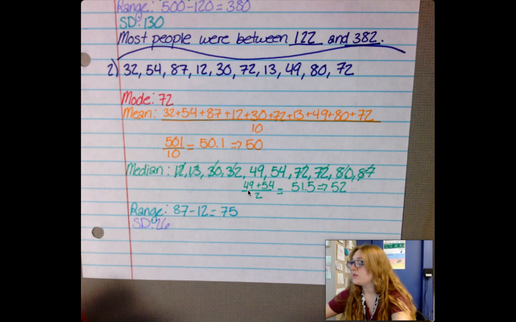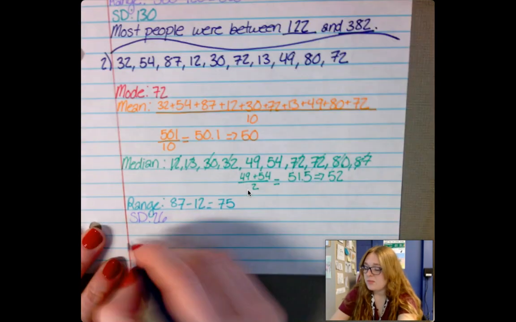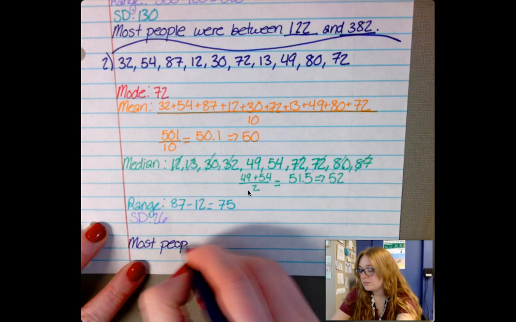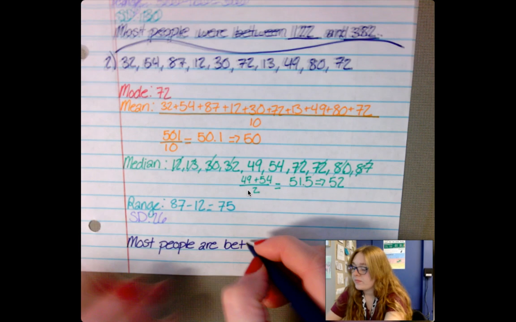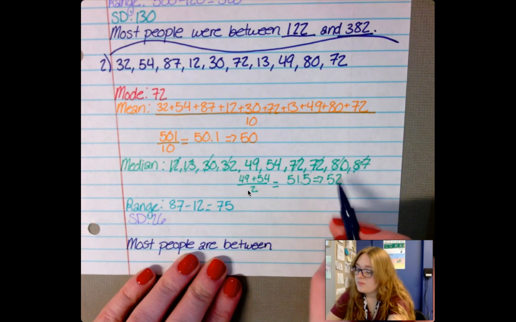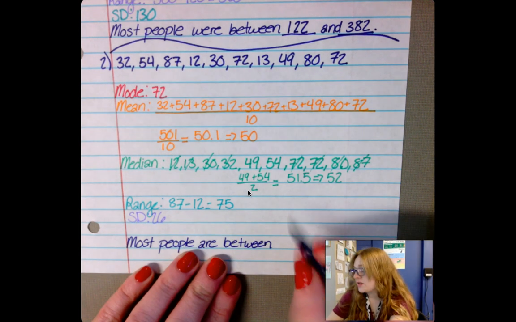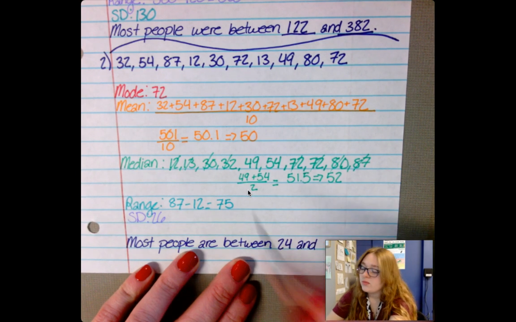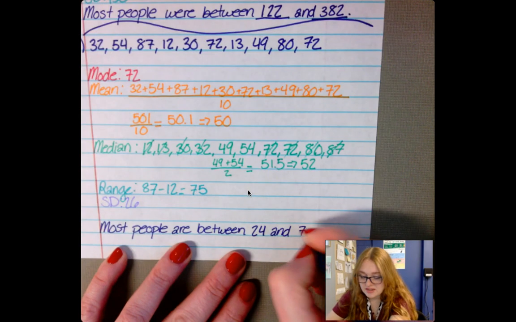So our standard deviation here can be rounded down to 26. The last thing we have to do with this data set is write our statement, which is that most people are between, and then we take our mean minus our standard deviation to get our first value, which would give us 24. And then to get our upper value, we take our mean and add our standard deviation, giving us 76.